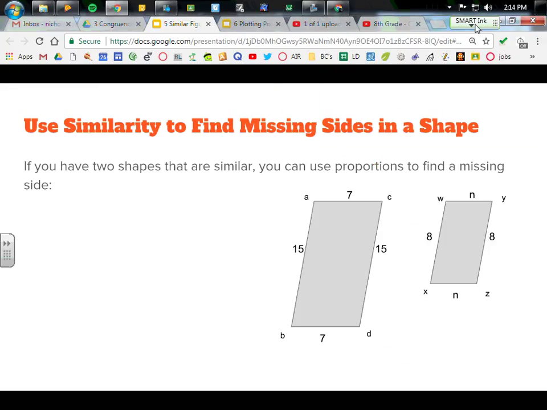All right. Sometimes when you have a pair of similar shapes, you're going to be missing some information. Namely, we don't have a value for these two sides in this parallelogram. We can use proportions in order to find that missing side. If you remember, proportions are the comparison of two similar ratios. So just like with the last things we did, we're going to set up a pair of ratios.